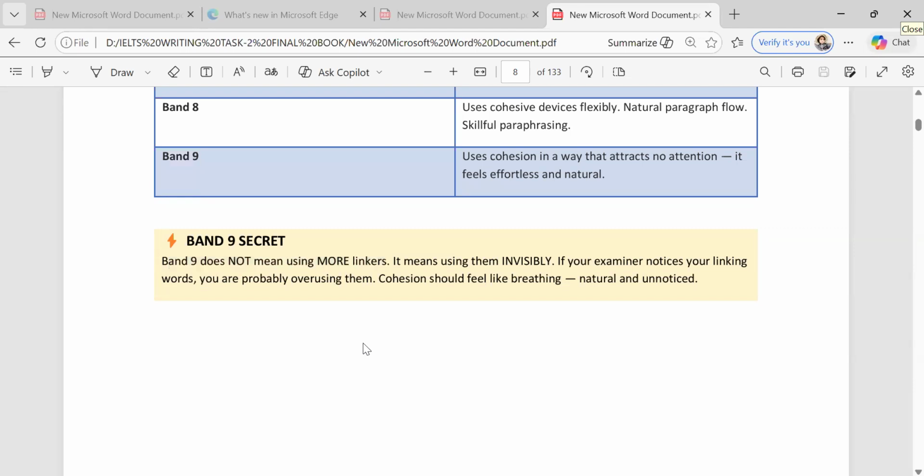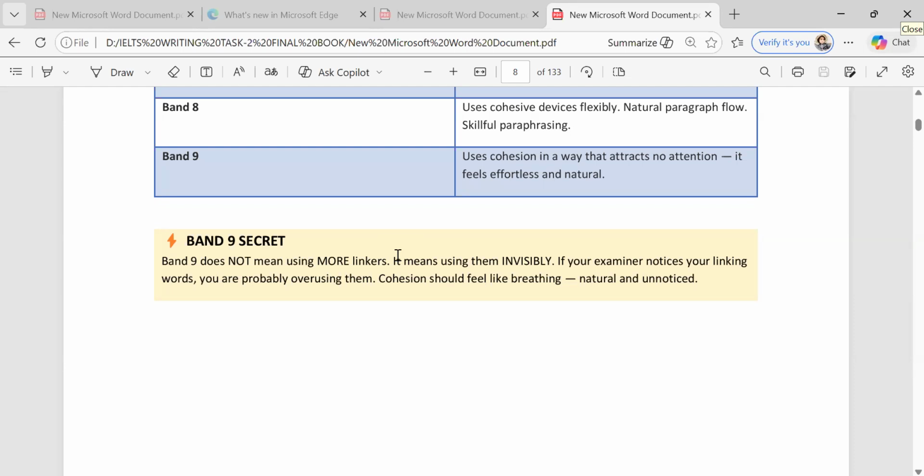Usually students believe that if they use more linkers, they may get band 9. No, most students make this mistake, and that's one of the reasons students get a low band. Band 9 does not mean using more linkers. It means using them invisibly. This is something very important that you need to understand. Usually we are told, and if you watch videos on YouTube, that teachers force students to use more linkers, which are quite clear and vivid, but that's totally wrong.